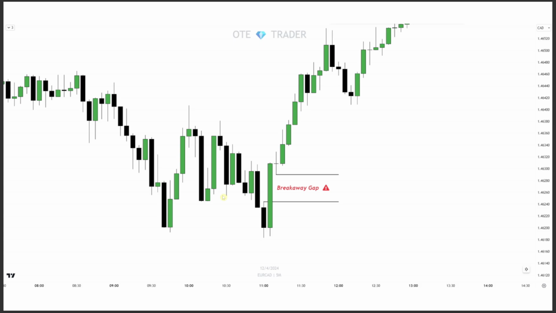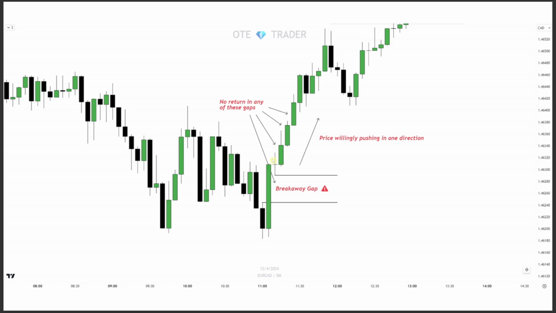So over here we have a chart, this is a EuroCAD chart. We've got a breakaway gap here. First of all, why is this a breakaway gap? Price is willingly pushing in one direction, right? So you can see they're closing willingly to the upside, no return in any of these gaps.